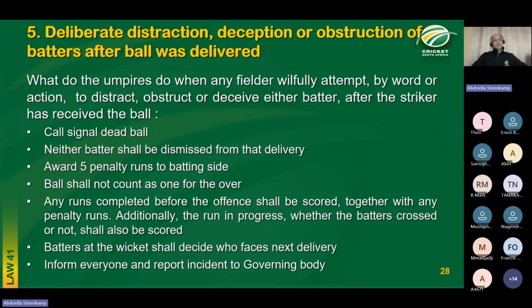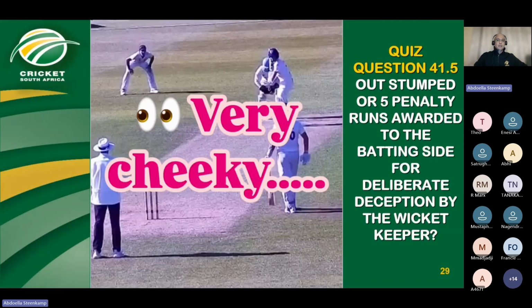My first question for this evening, have a look at the video. Pay particular attention to the wicket keeper and tell me, look at what the wicket keeper did and tell me, are you happy with the stumping? Or do you think the action by this keeper is unfair and penalty runs need to be awarded to the batting side for a deliberate deception by the keeper? And in the chat box, put course question 41.5 and give me your answer.